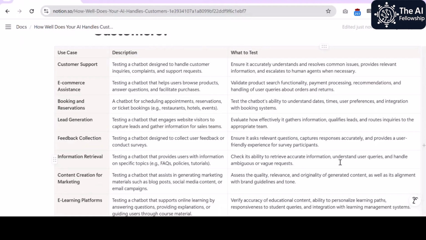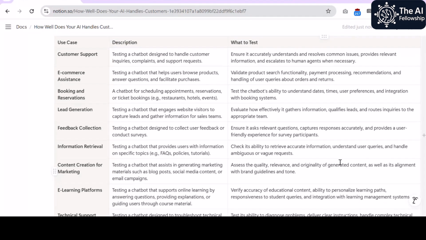Okay, it should understand your queries. It should also be able to handle ambiguous or vague requests, right? This is very important for information retrieval. So I'd like people to pitch in. You can either type in the chat, or you can just speak up. Which use case relates to you more? I'll drive the conversation accordingly for this session.